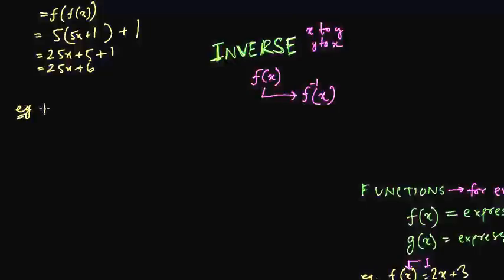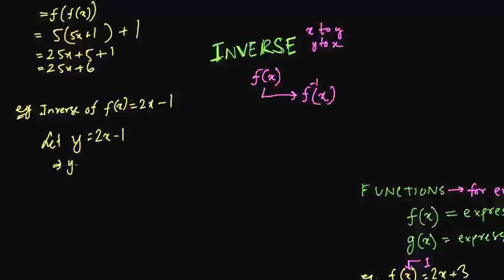So as an example, find the inverse of f(x) = 2x - 1. The first thing that you have to do is start with y. Convert the f(x) to y. So let y = 2x - 1. Now you solve for x. So y + 1 = 2x. Therefore (y + 1)/2 = x. So we have x = (y + 1)/2.